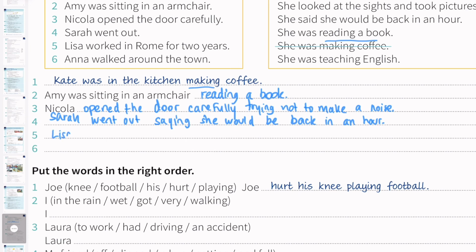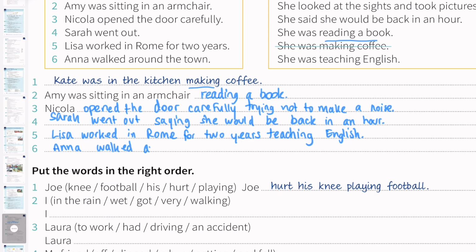So the first sentence, we just write exactly like we see. Lisa worked in Rome for 2 years. And we have to match with what did she do in Rome? She was teaching English. So then we combine together. Lisa worked in Rome for 2 years teaching English. Teaching English. That's it.